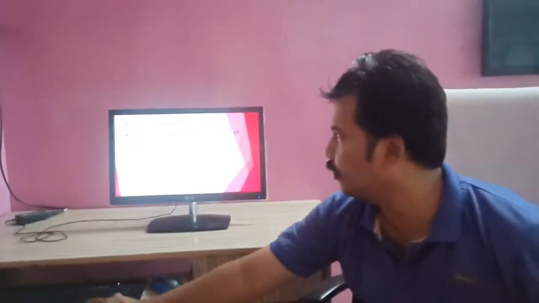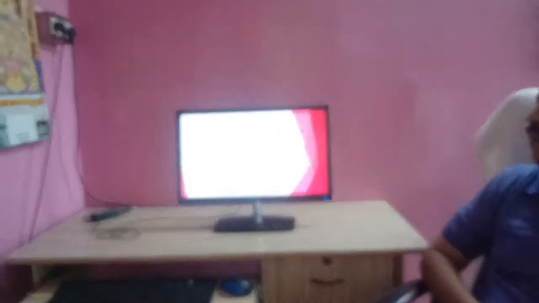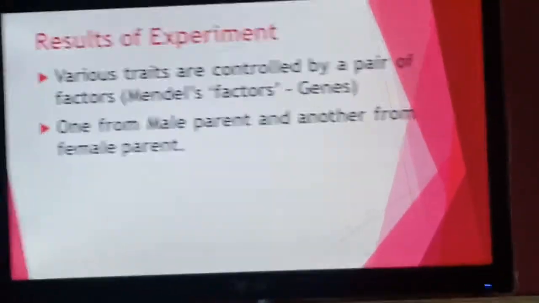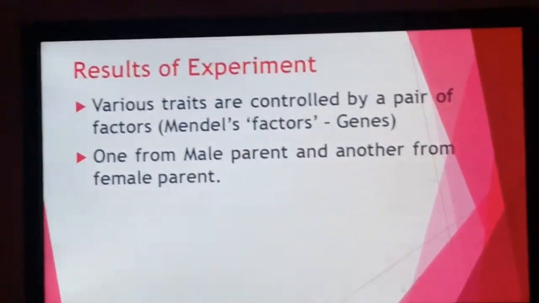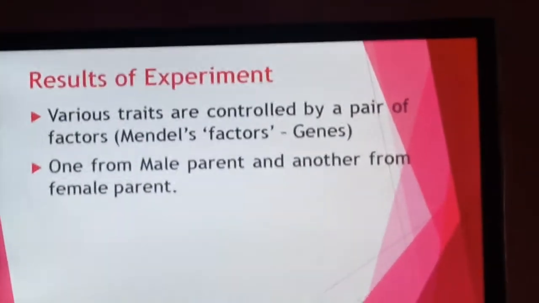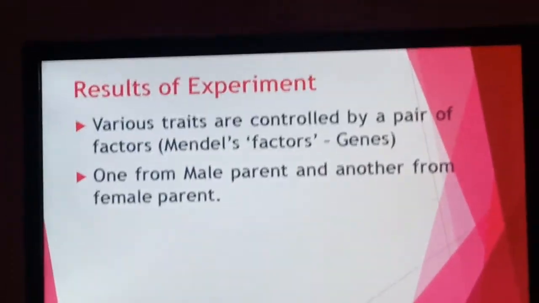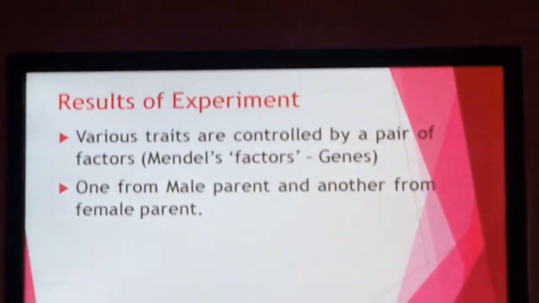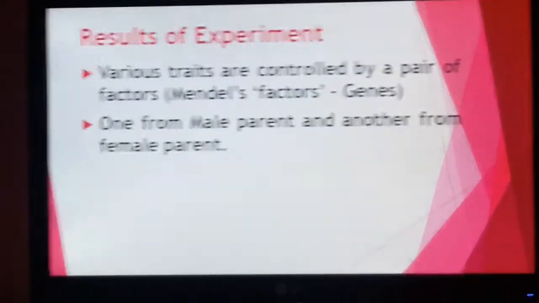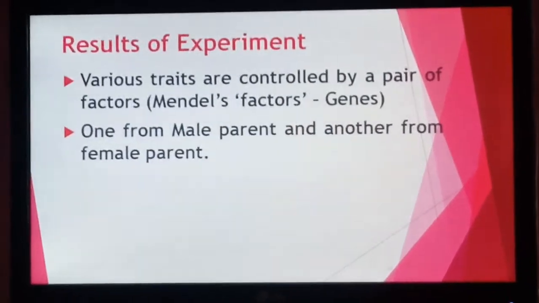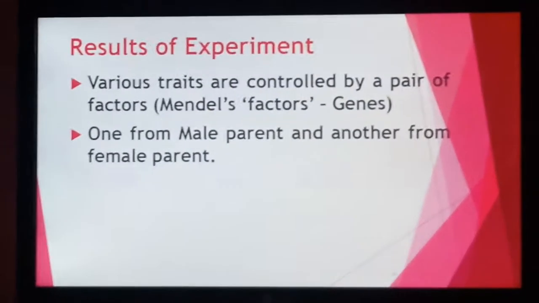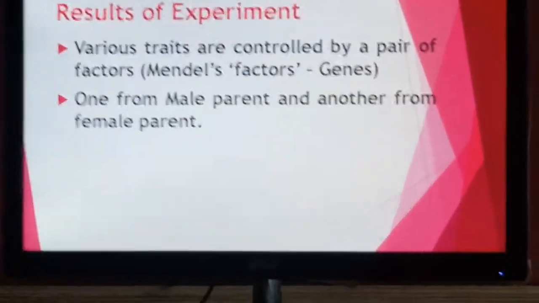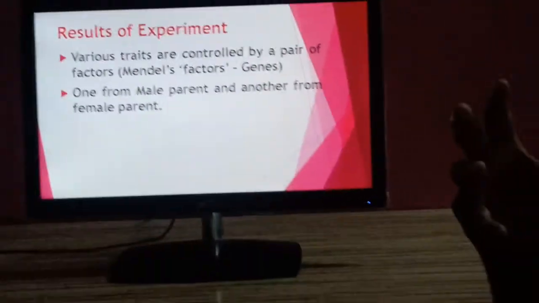He concluded with two basic concepts: the various traits, that is the various phenotypic expressions, are controlled by a pair of factors. Initially they were called Mendelian factors, nowadays they are called genes. This is based upon the genotypic characteristics. One comes from the male parent and another comes from the female parent. From that, the concept of genetics started to evolve.